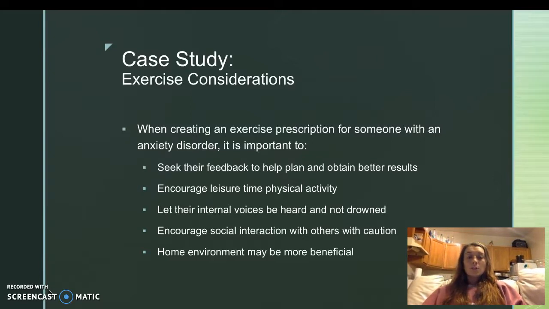You also want to encourage social interactions with others, but do this with caution. Chances are, due to their anxiety disorder, they are very timid about exercising in public, just as Amanda admitted that she was. Therefore, the home environment may be more beneficial to start out with, and as they become more comfortable and more confident with their bodies, incorporate a more public setting. Definitely want to stay away from gyms in the beginning. Those are said to be the most intimidating for clients who are intimidated.